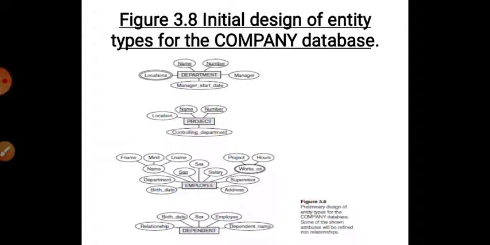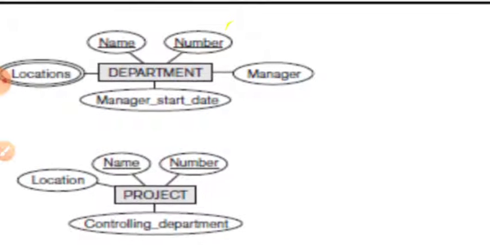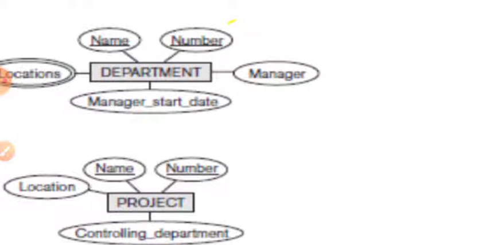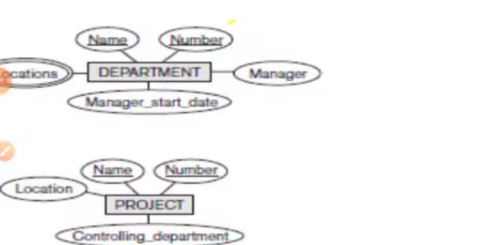First figure is the entity department. It has attributes like name, number, manager, manager start date, and location. You can find here there is an underline for the attribute name, so it is a key attribute. Also number is underlined, so it is also a key attribute. For every department there will be name, number, manager, and manager start date. This is the date when the new manager has taken charge.